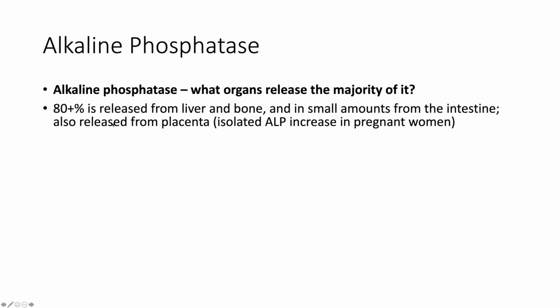Just for your knowledge, it's also released from the placenta. So sometimes on questions, you'll have some pregnant women in the first trimester, and she'll have high alkaline phosphatase. You should still probably check a GGTP just to check, but it's probably from the placenta often.